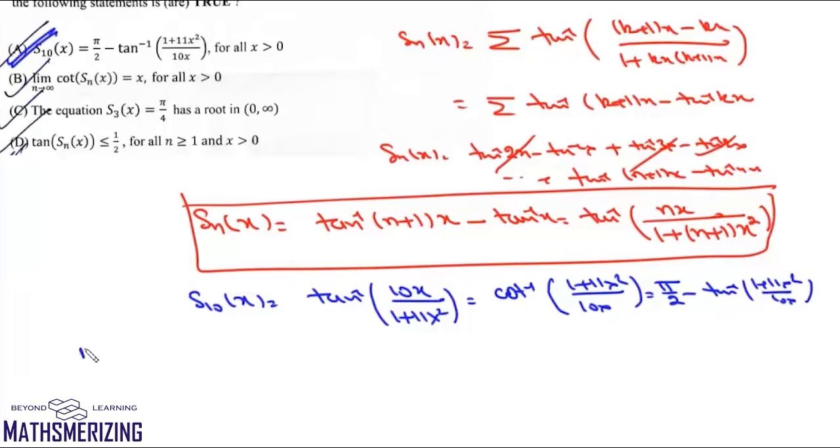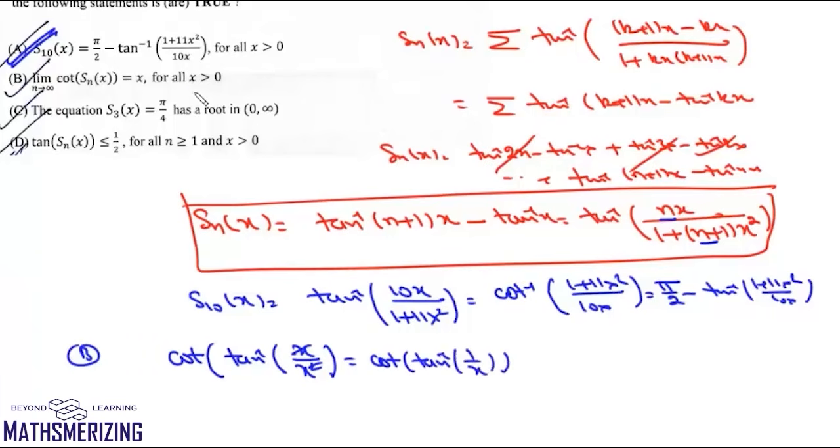Now if we look at this option B, then this is cot of this limit n tends to infinity. Now if we take the limit n tends to infinity, this limit will be tan inverse of, now coefficient of n, here it is x and here it is x square. Now this x and x will cancel, so we'll get this as cot of tan inverse of 1 by x, and since x is greater than 0, it is nothing but cot inverse of x, which is nothing but x. So that means this option B is also correct.